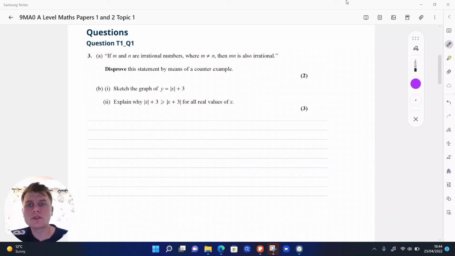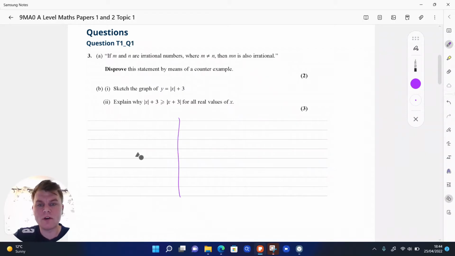For part B of this question, we're asked to sketch the graph of y equals modulus of x plus 3. So to begin with, we need ourselves a pair of axes. And any pair of axes, of course, make sure you label with x and y.